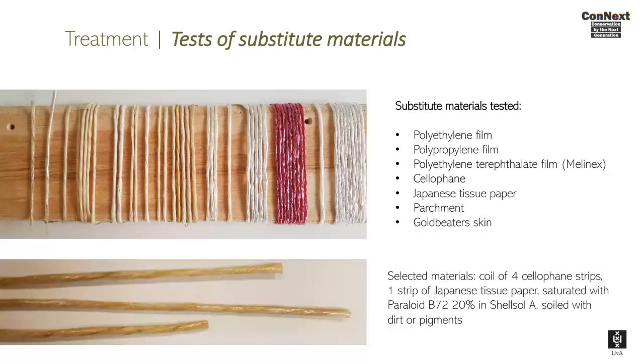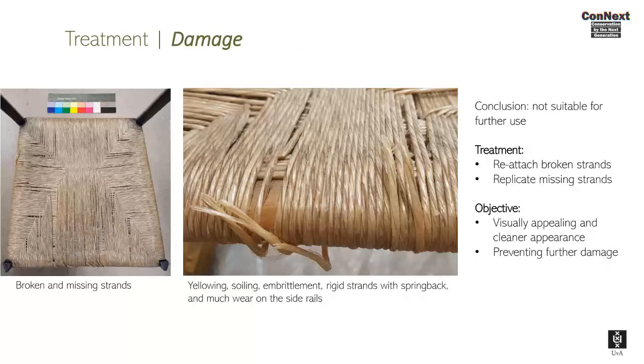It was determined together with the owner that it was not feasible to develop a treatment method that would allow for further use of the chair, also, as so many coils had already been damaged to such a degree. So it was decided to only treat the object to enhance its visual appearance and to protect broken, frayed ends against further damage. So broken strands would be re-adhered and missing strands would be substituted with new material.